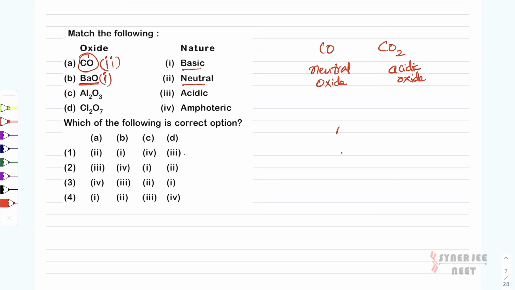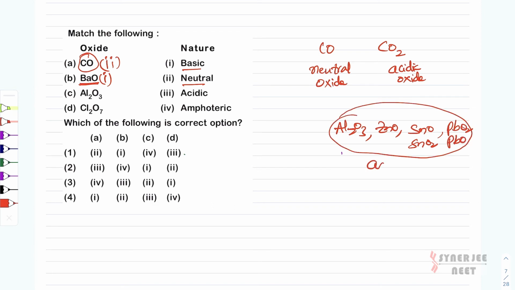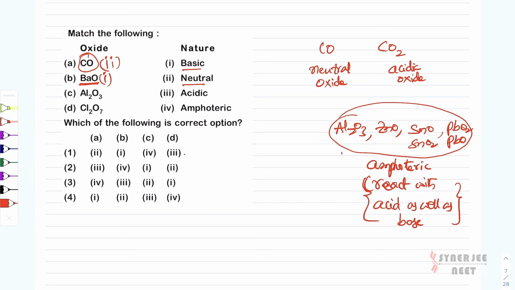Al2O3. There are certain oxides of certain metals like Al2O3, zinc oxide, tin oxide, lead oxide. So these are amphoteric in nature. Amphoteric means they react with acid as well as base. Such compounds are called amphoteric. Since it has dual nature, this is amphoteric. So C must be matching with the fourth one.